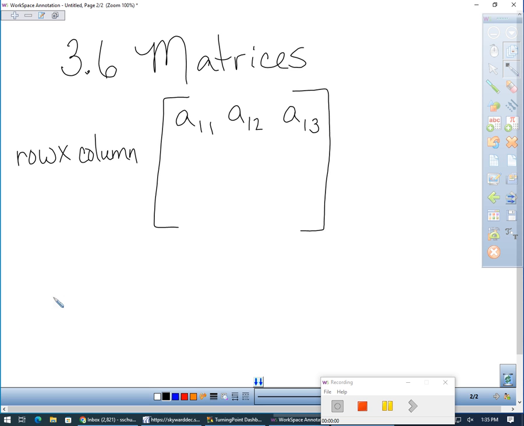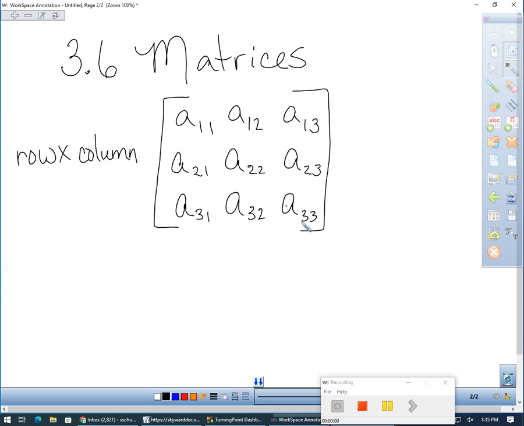Seems pretty easy so far, right? The next row would be A21. Then I would have A22, A23. So again, this would mean row 2, column 3. And then if I have one more row in there, let's say I have A31, A32, so row 3, column 2, and A33. This is how the elements are actually put together.